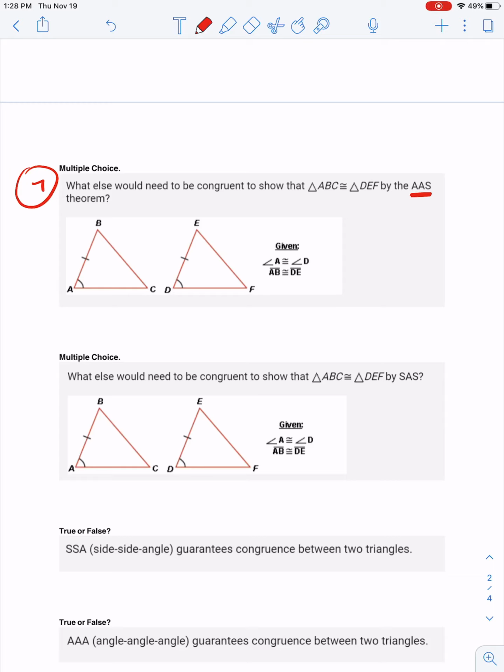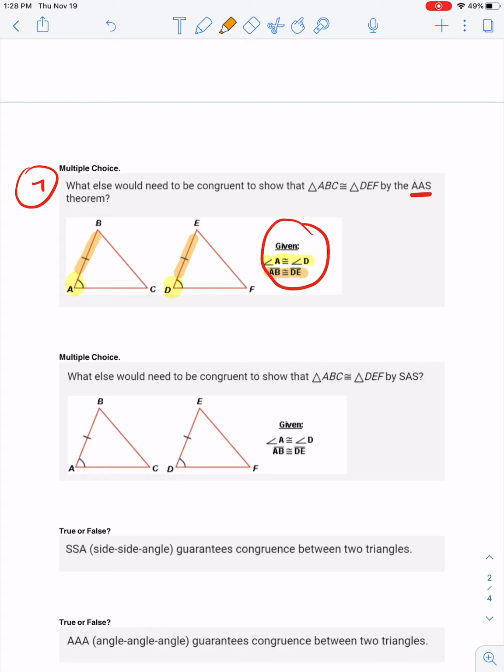Okay, now on this one, they gave you the information in what's going to be called a proof, and I think you've done a little bit with proofs already. So they gave you the information, but they also marked the information on the diagram. The first thing they gave us is that angle A is congruent to angle D. That's here. They also told us side AB right here is congruent to side DE. So segment AB is congruent to segment DE.